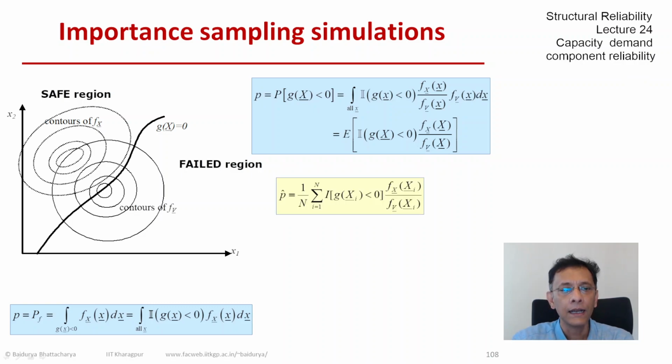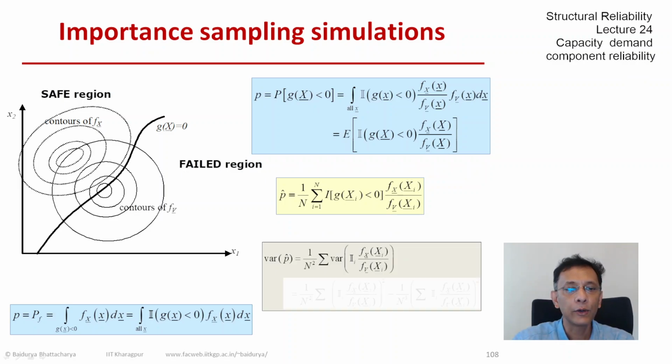But still, this gives us the way of estimating failure probability, which is what we did actually in the previous example. So p hat, the estimated failure probability, would be the average of the expanded quantity I times the ratio of fX over fV, and the sampling is being done from the density function of v, fV.